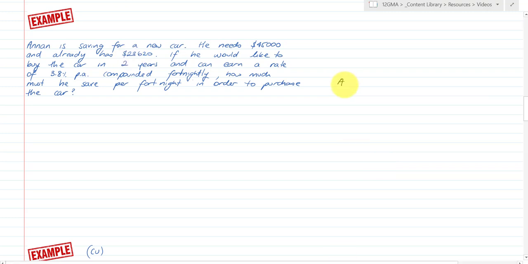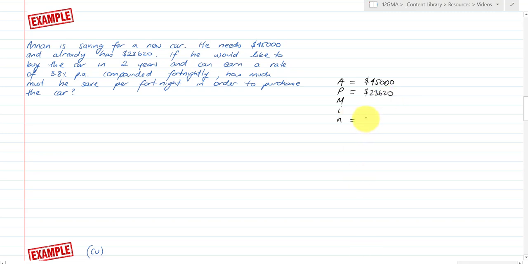So we're dealing with A, P, M, I, and N, and we're going to write down the things we know and the things we need to know. In this case, A is 45,000. We need to save 45,000. His present value, P, is 23,620. That's what he has now.